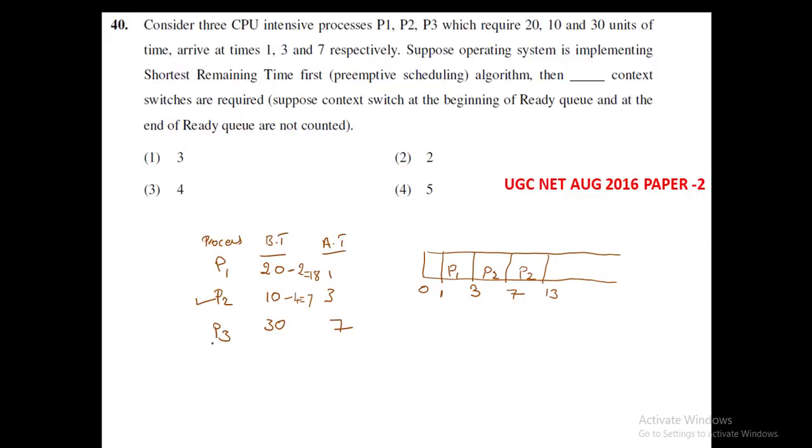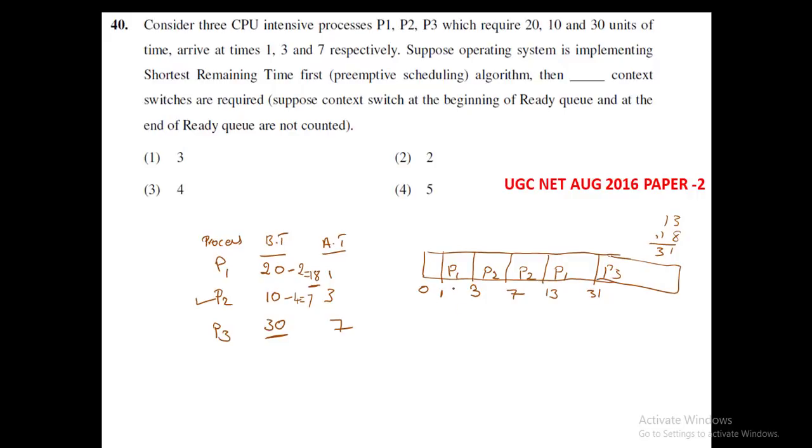Now we have P1 and P3. P1's remaining CPU burst time is 18 and P3's CPU burst time is 30. Among 18 and 30, 18 is the smaller, so we allow the P1 process to complete its execution, right? So 13 plus 18 is 31. At this 31 milliseconds we can schedule the process P3, right?